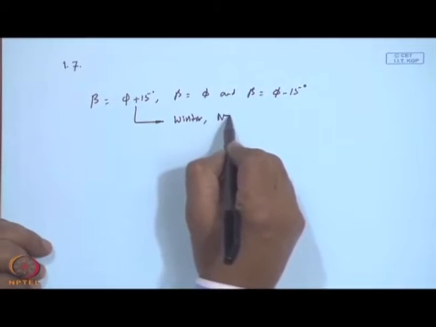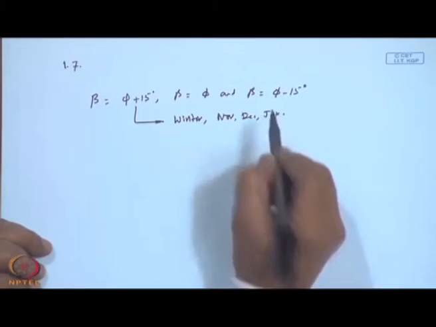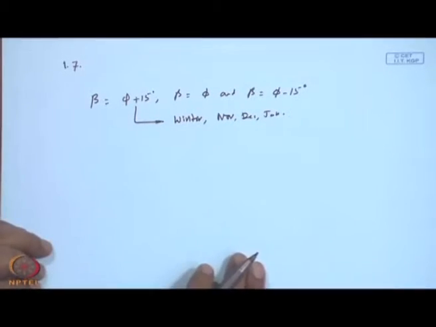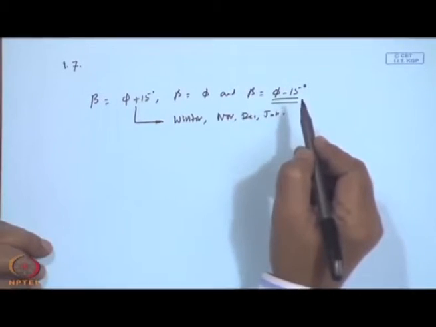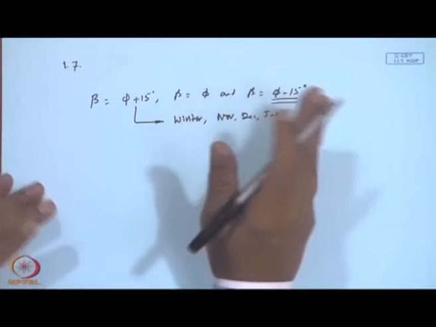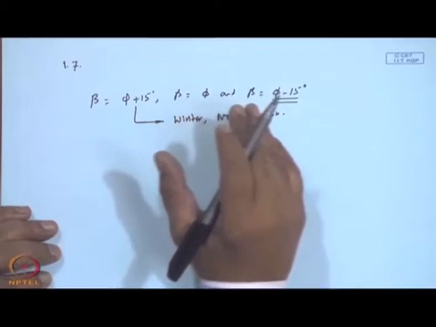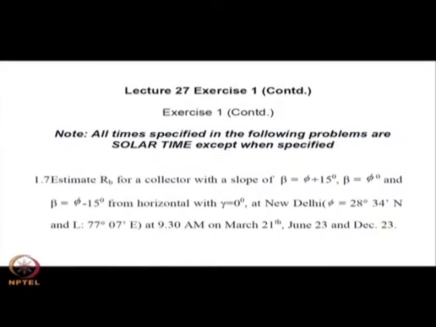I can expect this to be a better orientation for winter in general, or let us say November, December, January, because the sun's rays are pretty much lower, and if you have a higher slope, then they will be near normal incidence, whereas this will be favorable for summer. Beta equal to phi is sort of a compromise for the throughout year best collection, which we shall calculate a little later.